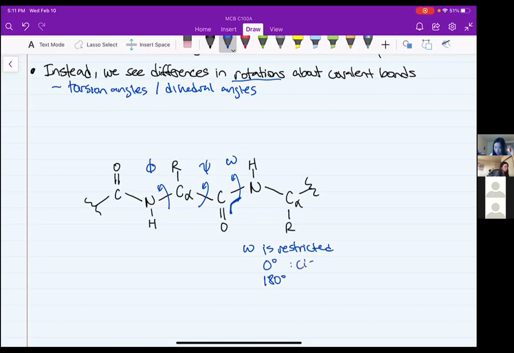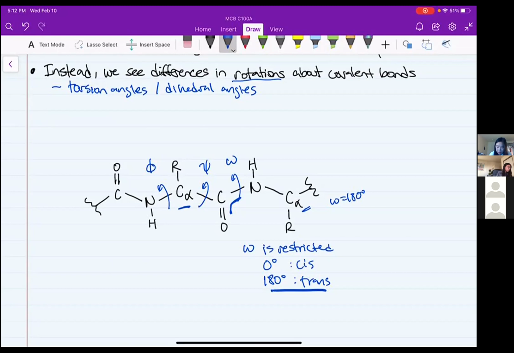That's your cis and trans, and that's referring to your alpha carbons. So in this drawing, the alpha carbons are on opposite sides. This omega is 180. And the trans conformation is going to be the more common conformation. So we're just going to work under the assumption that omega is 180.